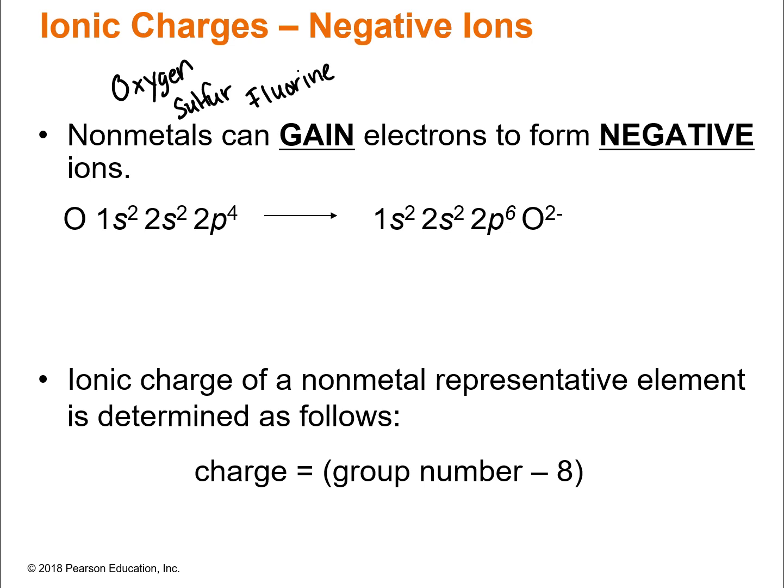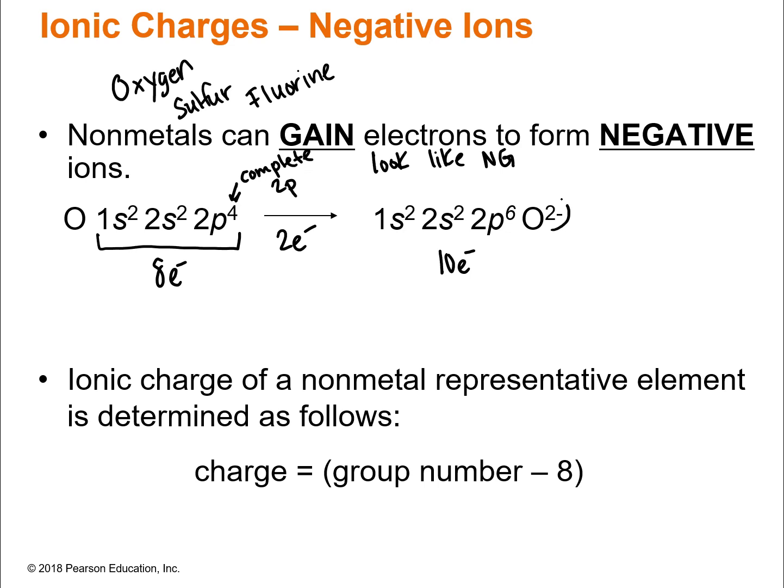Nonmetals gain electrons to form negative ions. So they're trying to look like the noble gas in their row. And you'll see what I mean in just a minute. Here we have the full notation for oxygen. We're going to add 2 electrons to complete the 2p sublevel, because that's where we can fit 2 more electrons. So the name of the game is complete the sublevel of the main energy level that you're in. Now, instead of having 8 electrons, we've got 10 electrons. So the charge is -2.